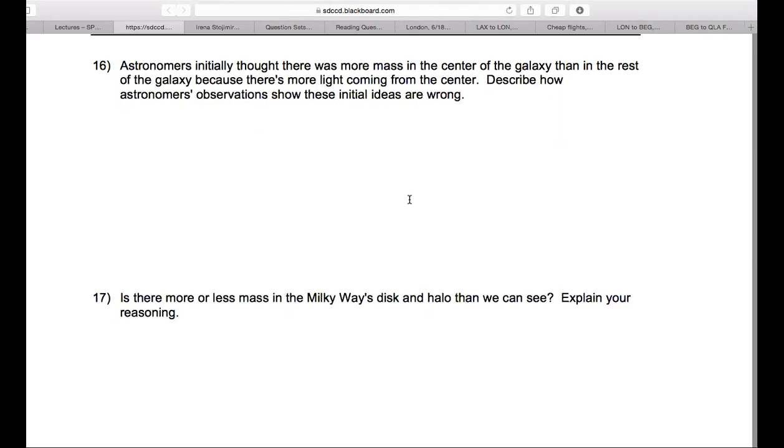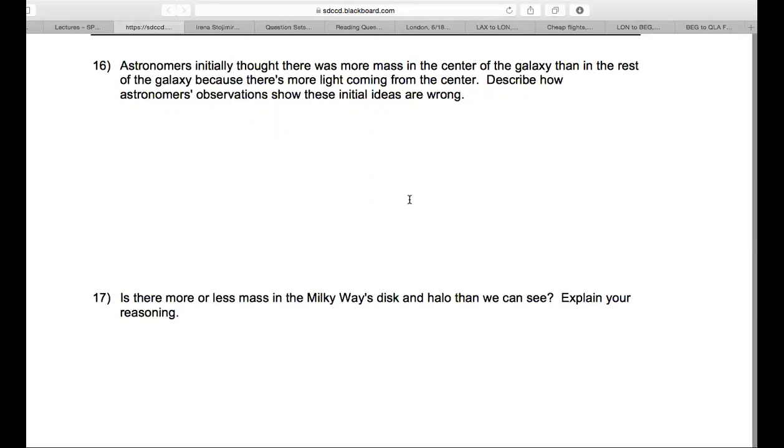So this fact that the stars are moving at the same speeds, or flat rotational curves that you see for the motion of the stars throughout the galaxy, showed us that these initial ideas are wrong because they indicate that there is more mass in the galaxy than what emits the light. So they measured the speeds of the stars in the galaxy. Okay. Good. So number 17.